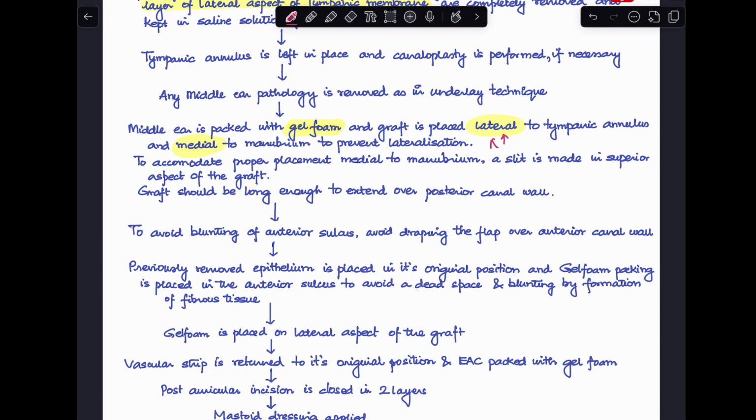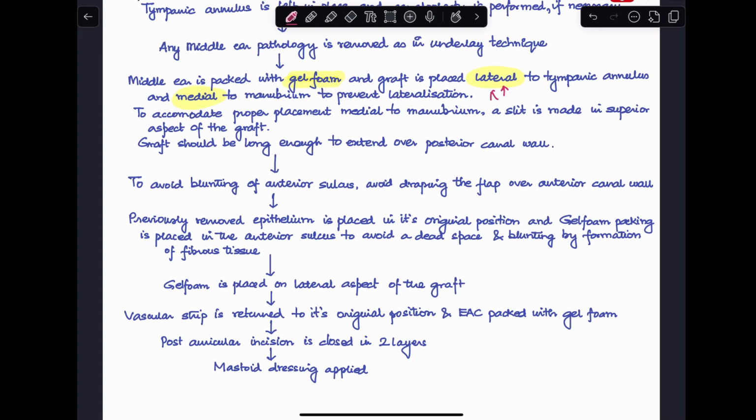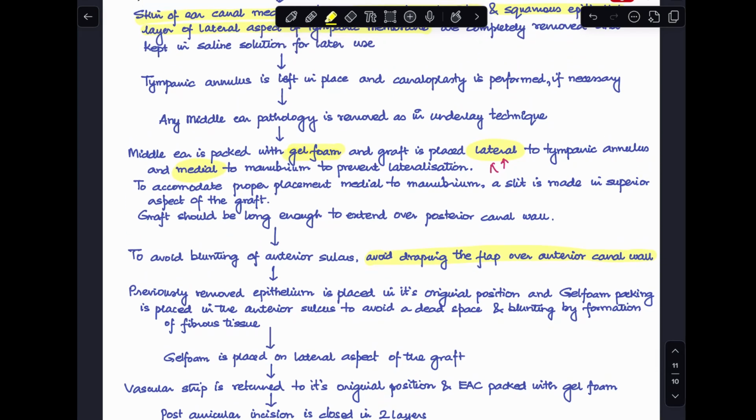Now, to accommodate proper placement medial to the manubrium of the malleus, a slit is made in the superior aspect of the graft. And the graft should be long enough so that it extends all over the posterior canal wall. One of the major disadvantages of overlay technique is that it leads to blunting of the anterior sulcus. So in this case, so as to avoid that, you have to avoid draping the flap over the anterior canal wall.